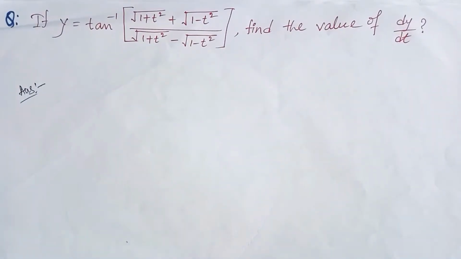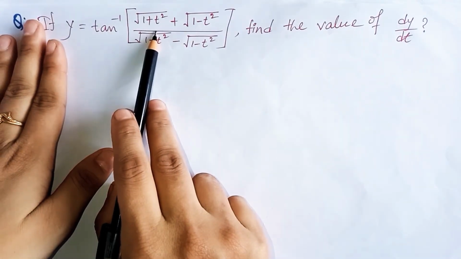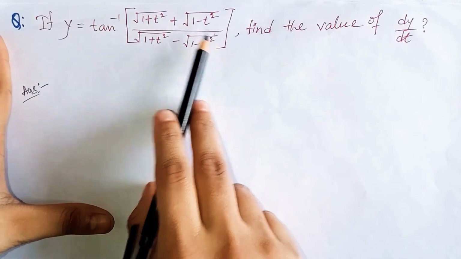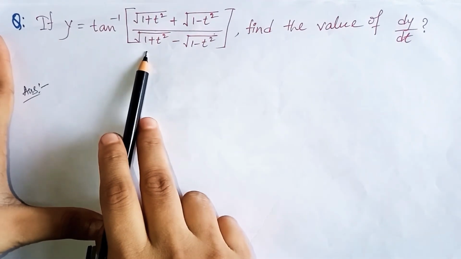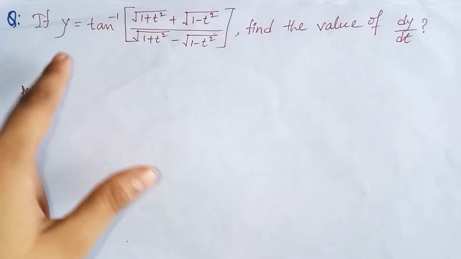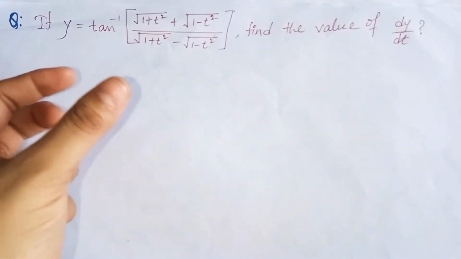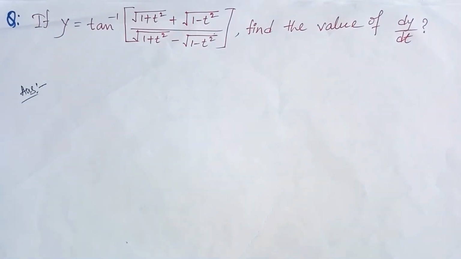Now come to the second question. Question: if y equals tan inverse of (square root of 1 plus t square plus square root of 1 minus t square) whole divided by (square root of 1 plus t square minus square root of 1 minus t square), find dy by dt. So it is also a very big term, so we have to change it into a small term so that you can solve it easily.